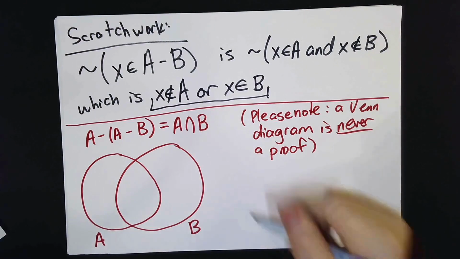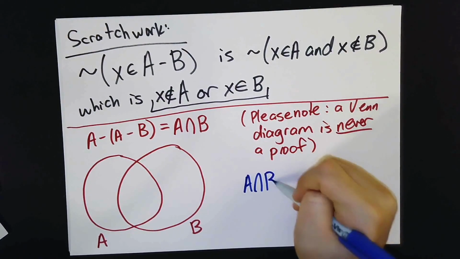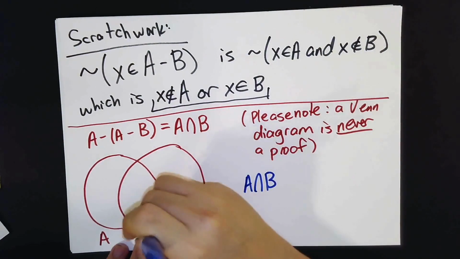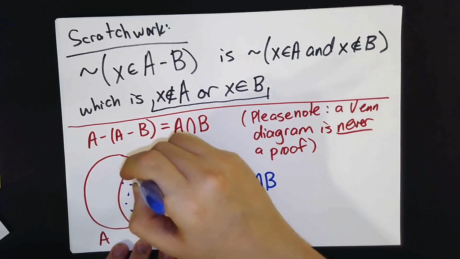Let's put in blue dots, where is A intersect B? Well, A intersect B is this part.